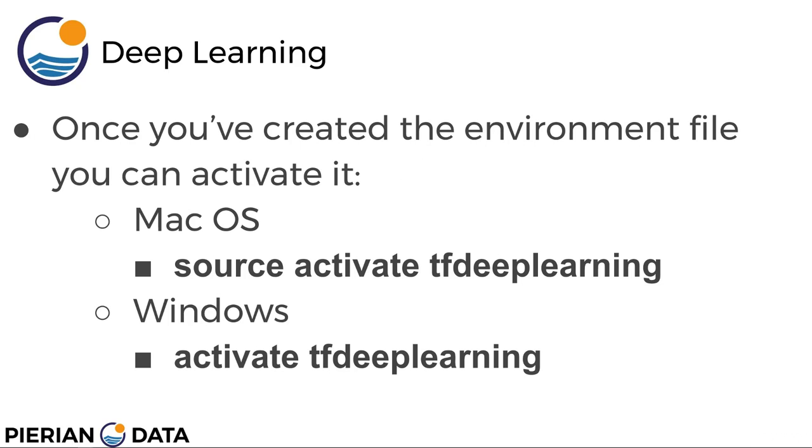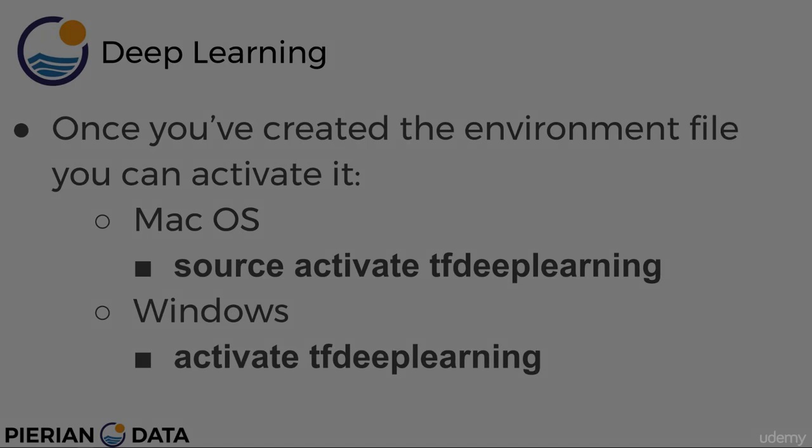Once you've created the environment, you can then activate it. If you're on macOS or Linux, you're going to use source activate TF Deep Learning. That's the name of the environment. If you're on a Windows computer, then you're just going to use activate TF Deep Learning. Okay, so I'm going to actually walk through these steps on a computer. So let's hop over to my command line.